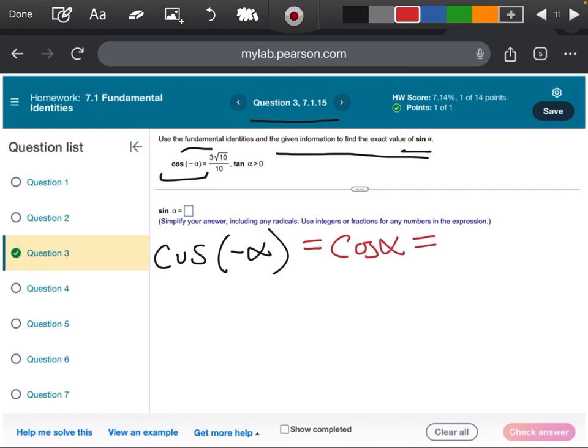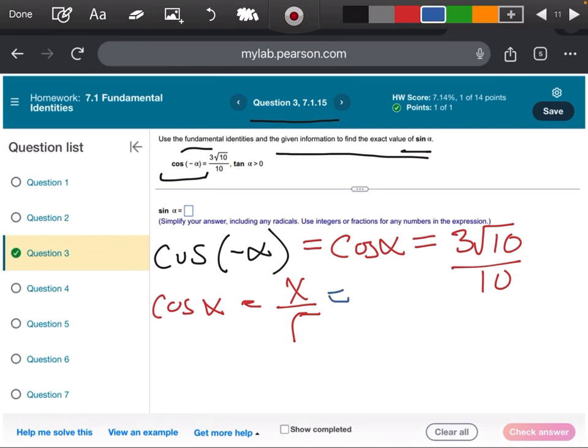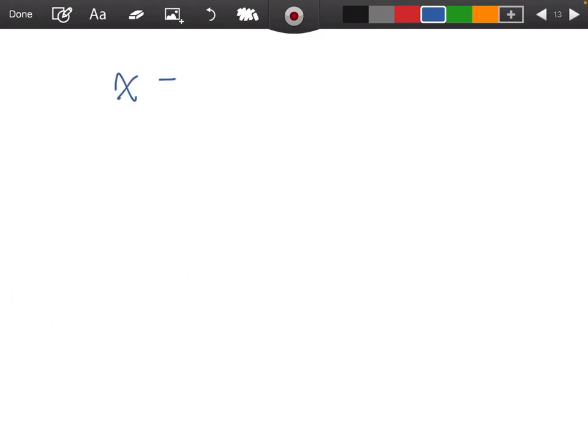And we know that's because of the even and odd identities, and we know that the cosine of negative alpha is 3 square roots of 10 over 10, okay? Y'all, the other thing that we know is that the cosine of alpha is always the x value divided by the r value, right? So if we do a little stare and compare, we can say x is 3 square roots of 10, and r is 10, okay? So I'm going to go to my next slide. Okay, so x is 3 square roots of 10, and r is 10.